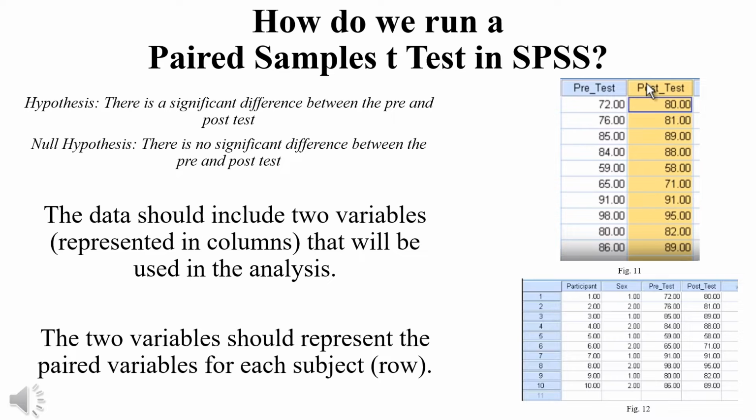To display the process of completing a paired samples t-test in SPSS, mock data was used where the hypothesis is there is a significant difference between the pre and post test, and the null hypothesis is that there is no significant difference between the pre and post test. The first step in this process is to enter or upload the data into the SPSS platform. The data should include two variables that will be used in the analysis. The two variables should represent the paired variables for each subject.